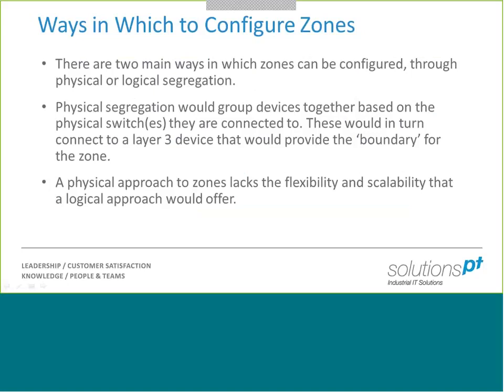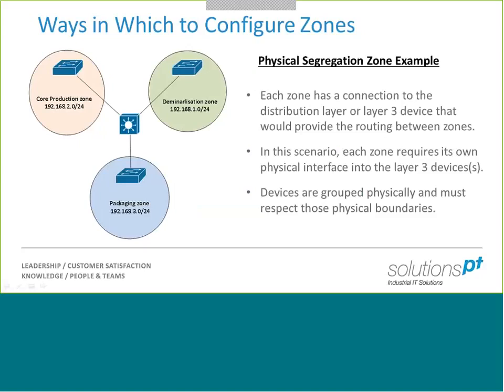So we're going to have a quick look here at an example of a physical segregation of zones. Let's say we've got 3 zones here. We've got a demineralization zone, a core production zone, and a packaging zone. We've got a different IP address range for each of them. All the devices within each zone are connected to the same switches. Those switches in turn connect to this layer 3 switch in the middle of our topology, which essentially provides the connectivity for each of our zones.